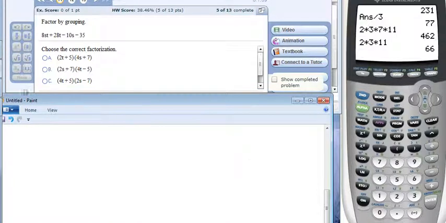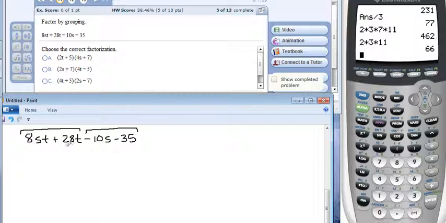Let's try one of these with a negative in it. 8st plus 28t minus 10s minus 35. Okay, again, I've got 4 terms with nothing in common. These all have 2's in them, but this one doesn't. This has a 5 in it, but that one doesn't. This one doesn't have the s or the t, so nothing's in common. So I'll group these separately.